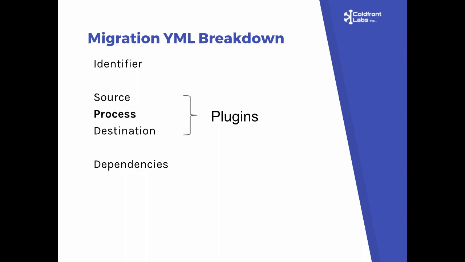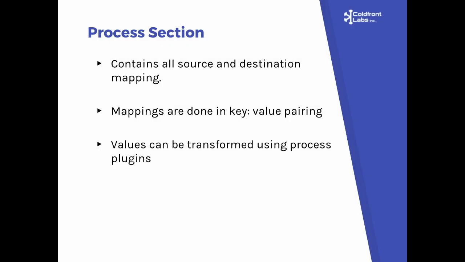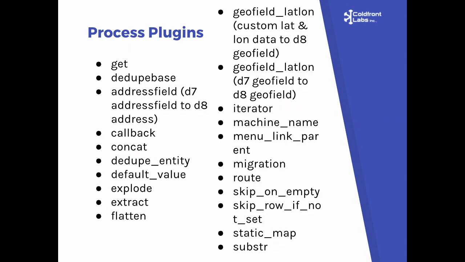Okay, now let's get into the process plugins. The process part of every YAML migration file is basically a key value pair. But it also allows you to transform a lot of the stuff you're mapping as well. For example, these are all the process plugins that are in Drupal 8 to get you started. Most likely you won't need to implement your own custom one, but you can probably use these.